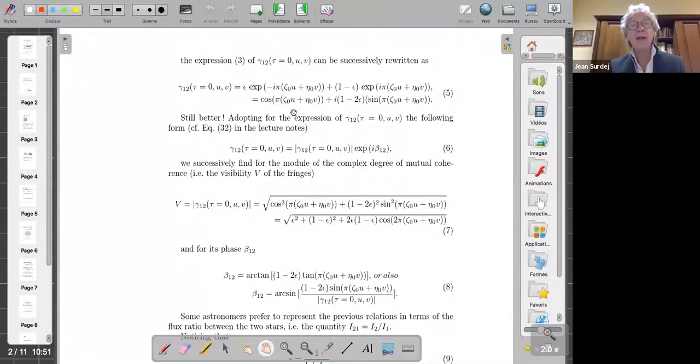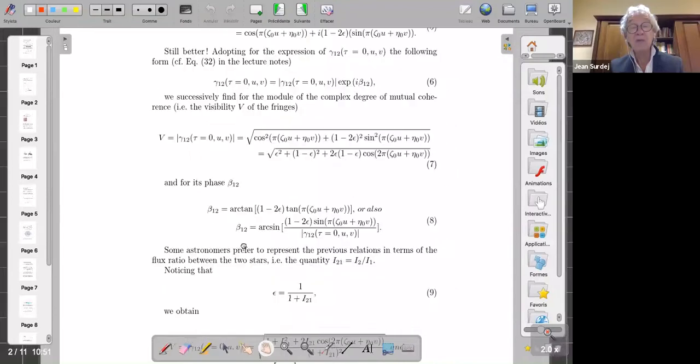find that the module is of course the square root of the summation of the square of the real part plus the square of the imaginary part. And you get this expression here. And for the phase, the phase is just the arctangent of the imaginary part divided by the real part. And you find this expression.